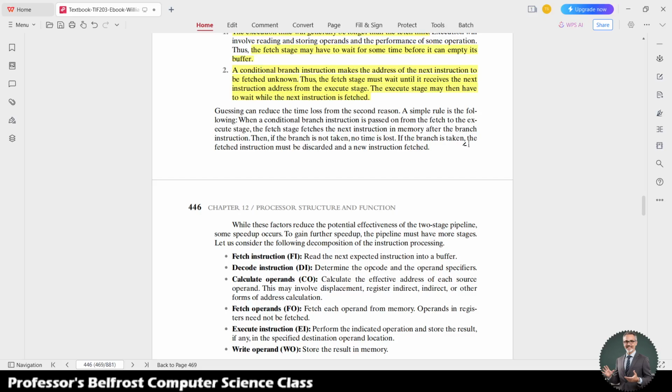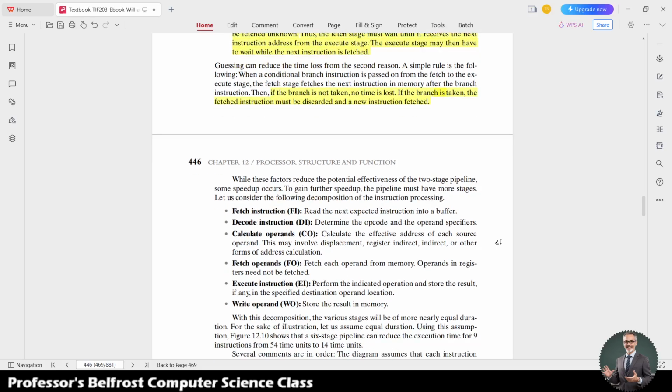If the branch is taken, the fetched instruction must be discarded and a new instruction fetched. So while these factors reduce the potential effectiveness of the two-stage pipeline, some speedup may actually occur. And to gain further speedup, the pipeline must have more stages. Let us consider a decomposition of the instruction processing.